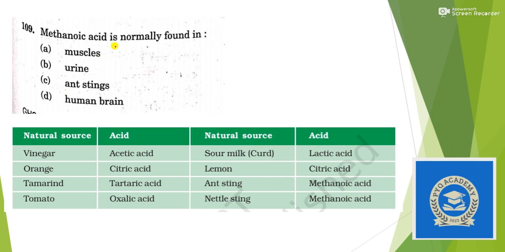Next, methanoic acid is normally found in muscles? No. Urine? No, they are found in ant sting. You can see here, ant sting, methanoic acid. So yes, the answer is option C. You can get this table in chapter 2 of class 10, that is acids and bases.